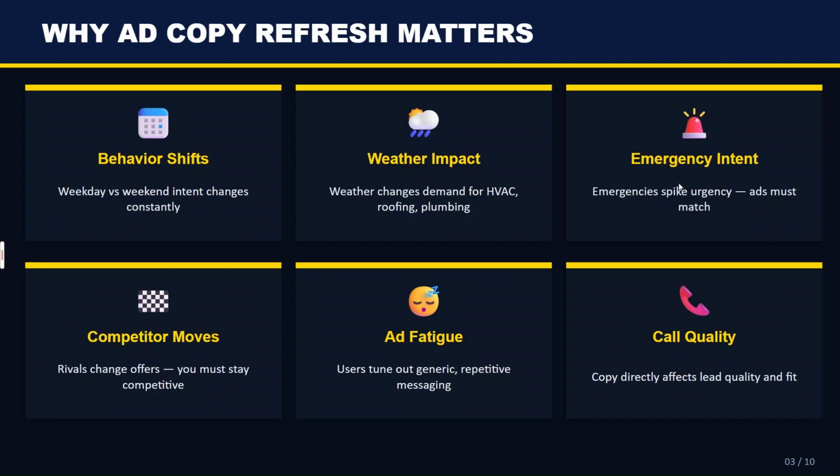Number three is emergency intent. When a pipe bursts at 11 p.m., that person is not casually browsing. They are panicking. They are already suffering, so they need a solution. Your ad needs to speak to that emotion instantly. Number four is competitor moves. Your competitors are updating their offers: free estimate, financing, same day service. So if your ad is saying something weaker, you lose.